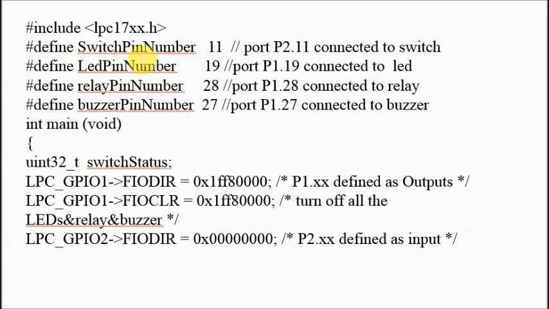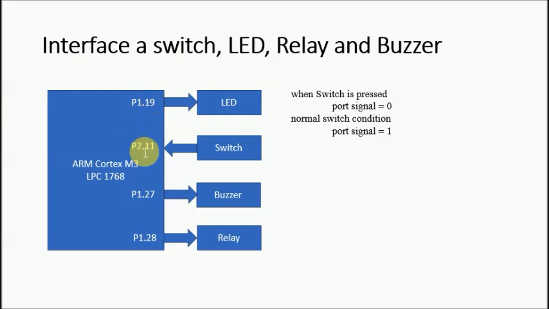So define the switch pin. The switch is connected to pin number 11 of port 2. Remember that I am specifying only the pin number here; I have not specified the port. Likewise, the LED pin number is 19, the relay pin number is 28 and the buzzer pin number is 27. You can see the pin numbers here.